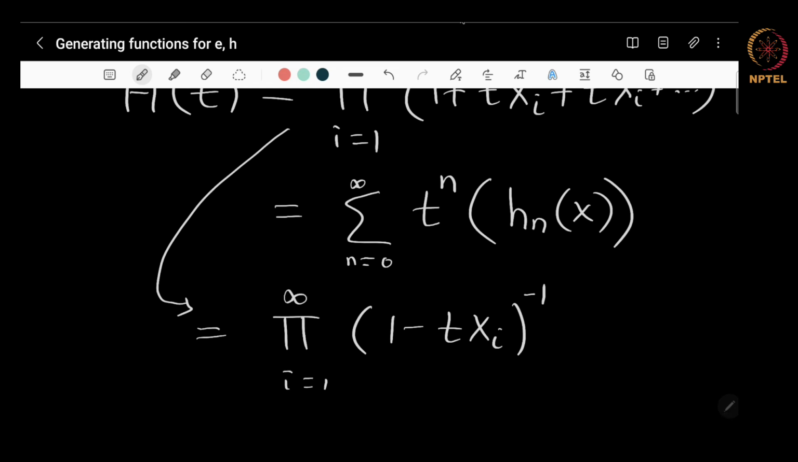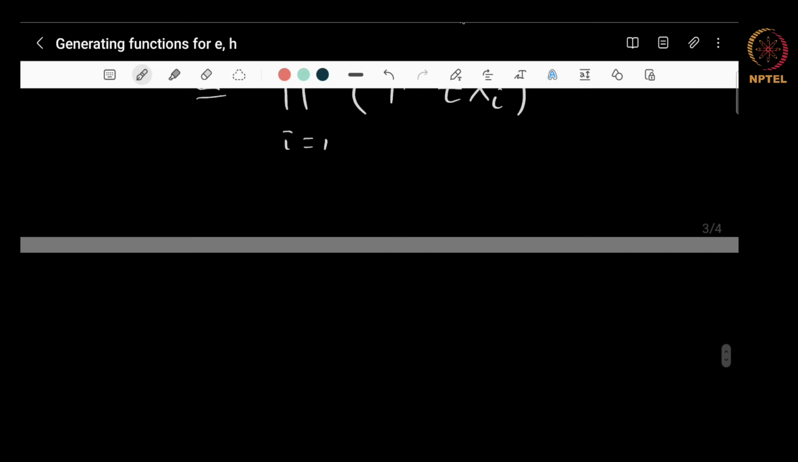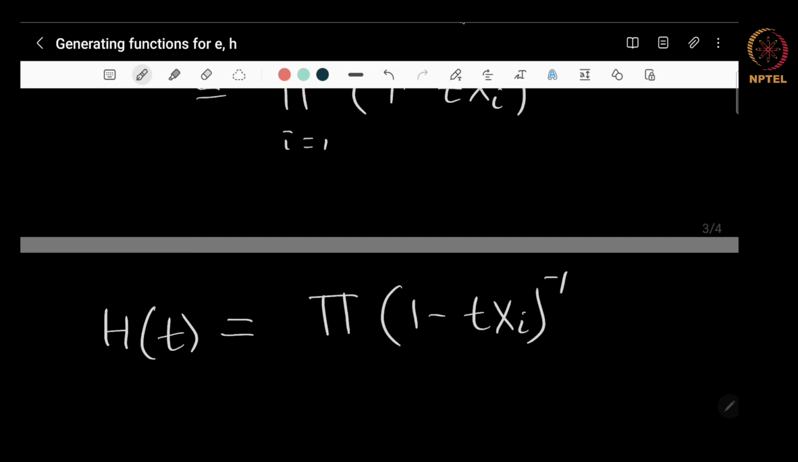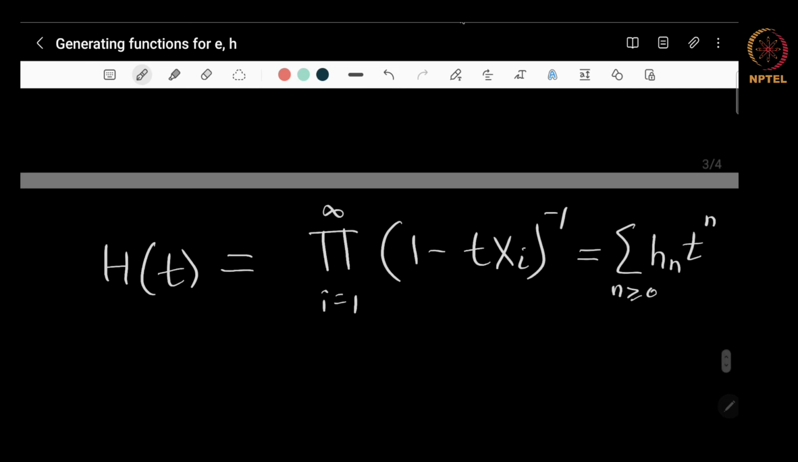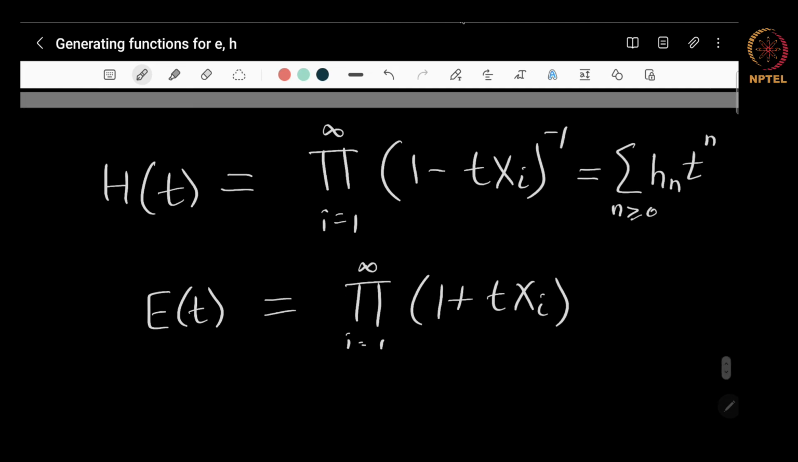And therefore, this has some resemblance to what we looked at earlier. So let me just mention this: this is a generating function of the h's. Let's call it the sum of h_n t^n. I'm suppressing the x's in the h_n. If you observe, what was E(t)? It was a very similar looking expression, but with 1 plus t x_i and no inverse. Okay, that was the generating function of the e's.